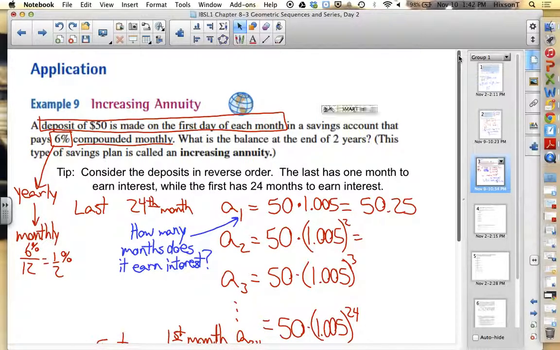Guys, what we're doing here is drawing a connection between the exponential functions we looked at and the geometric sequences and series that we're looking at now. This was a situation where we had exponential growth. Think about other situations where we looked at exponential growth. We could figure out a cumulative amount over time.